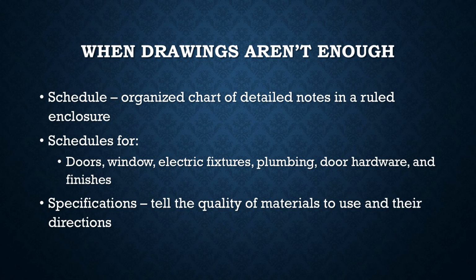There are certain things that you can see in this. Drawings are not enough. You have what's called the schedule, and this is the organized chart of detailed notes in a ruled enclosure. So in other words, you have schedules for doors, windows, electric fixtures, plumbing, door hardware, as well as finishing. There are schedules for every part of the house, and oftentimes this leads to specifications, which tell the quality of materials to use as well as directions on how to use them. You can tell all sorts of things from a floor plan, but you cannot tell all the way down to the nitty-gritty details, and that's what schedules and specifications are used for.